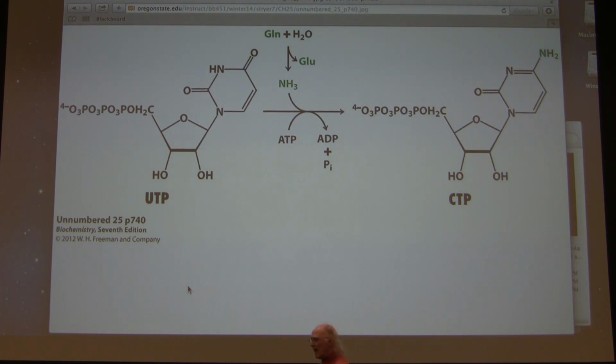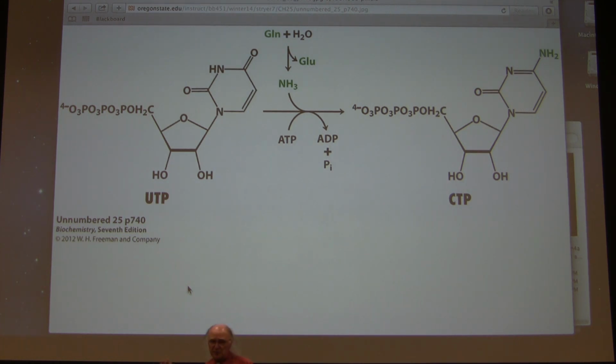Now, notice what happened in making those ribopyrimidines. We made the ring first, and then we attached the ribose afterwards. Or sort of in the middle, I shouldn't say that. We attached the ribose. All right? But we didn't start with ribose and build on that ribose. Purines, we will see, start with the ribose and build on that. Okay? That's a difference between purines and pyrimidines.